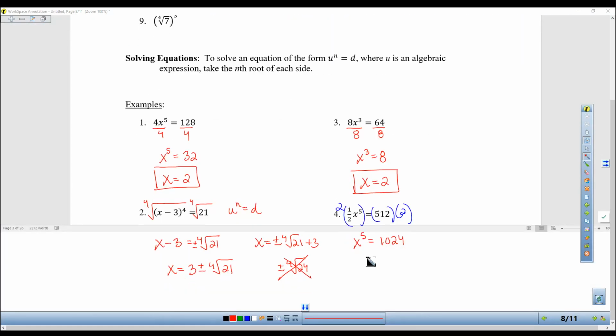So I can go back, and if you want, you can actually do this step where you write to the 1/5, or you have x to the 5th is equal to 1024. You can do 5th root of both sides. Either notation is good, but when it's a perfect root like that, you could just write 4. Just jump straight to the answer. Great.